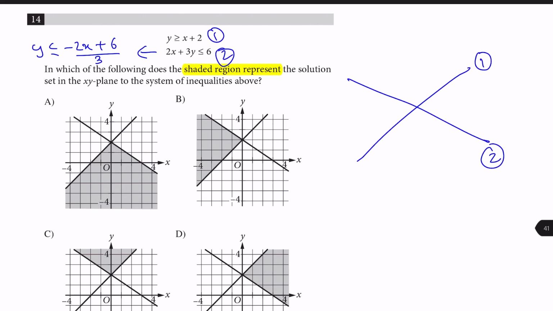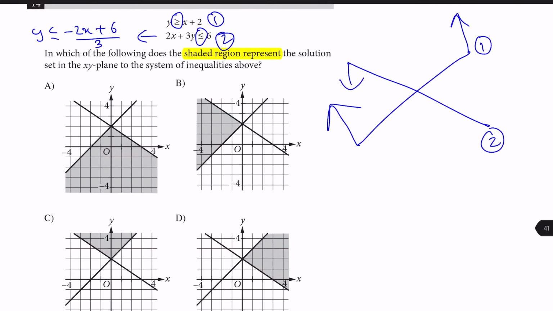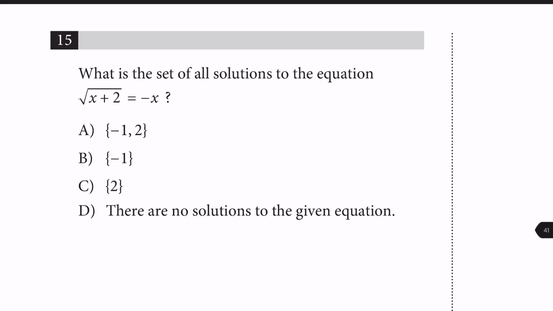Now that's done, we need to find the shaded region. So for 1, we have greater than. That means it has to be above 1. And for 2, we have less than. That means it has to be below 2. So above 1 and below 2. You can see that only B has that. A doesn't work because this is below 1. C doesn't work because this is above 2. And this is below 1 and above 2, so D doesn't work either.